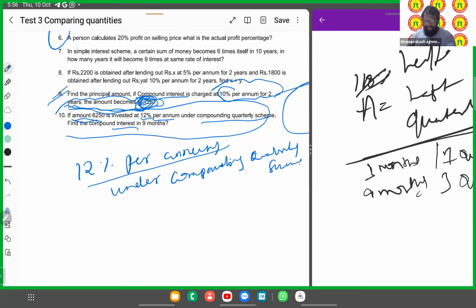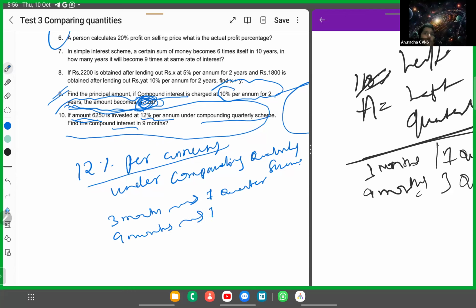Find the compound interest for 9 months. So 3 months is 1 quarter. So for 9 months, it is 3 quarters. Will you agree with me? Yes, sir.